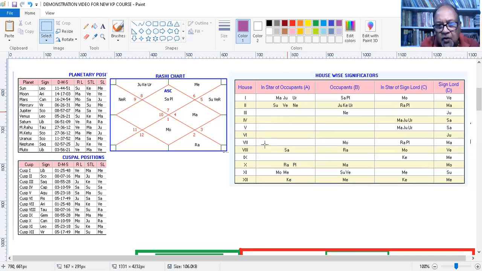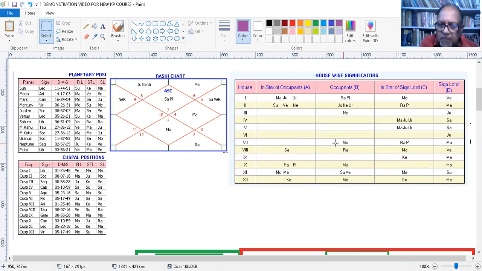Okay, let's now pick up the seventh house. Seventh house, we see marriage. So no planet appears here in front of A. Then that means next we see who occupies the seventh house. It is occupied by the Moon.